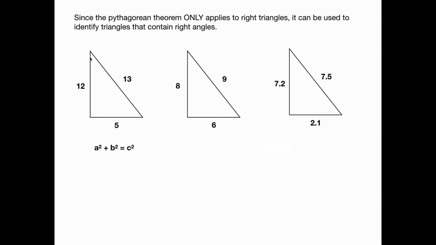Here we have one leg is 12, the other leg is 5, and the hypotenuse is 13. Plugging those values into the Pythagorean theorem, we get 12 squared plus 5 squared equals 13 squared. Simplifying both sides gives us the equation 169 equals 169. So this is a true statement. So a squared plus b squared does equal c squared, therefore this is a right triangle.